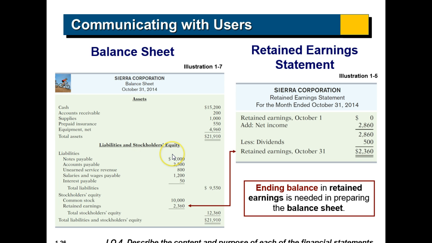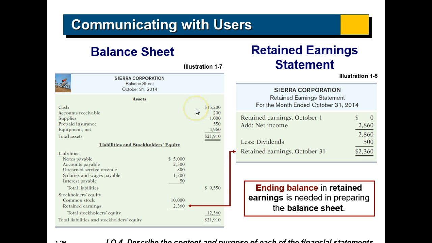Look what else we have. We have liabilities. What's a liability again? Things we owe. Monies we owe. We have notes payable to banks, accounts payable to probably various suppliers. We've got some unearned service revenues that we'll talk about down the road. Salaries we owe money to employees. Interest we owe to the bank. So here we have all these liabilities of $9,550.